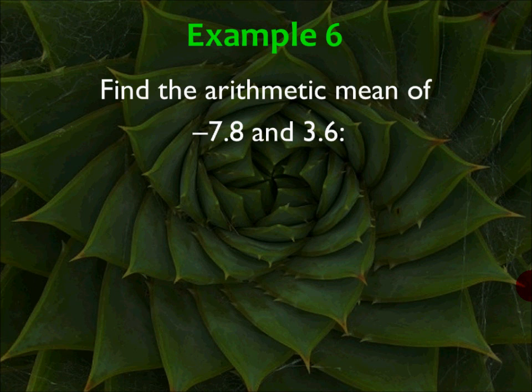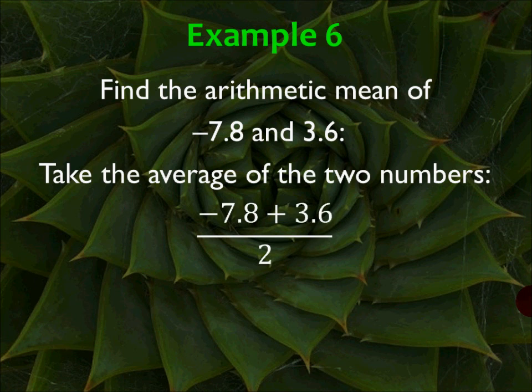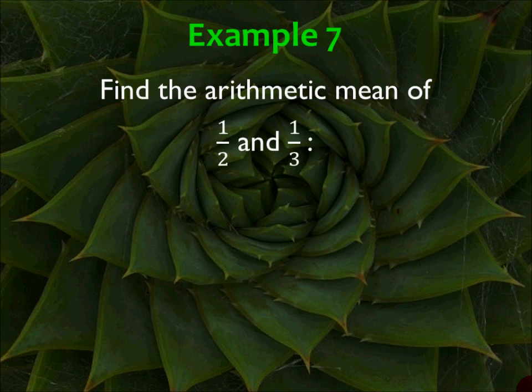Example 6. Find the arithmetic mean or average of negative 7.8 and 3.6. I'm going to presume you all can do this, because this is something you should have learned back in 5th or 6th grade. Take the sum of the two numbers, divide it by 2, and your average is negative 2.1. So, when the question asks for only one arithmetic mean, you merely add the two numbers together and divide by 2. But you know it can't be this easy, because this is Algebra 2 Trig.